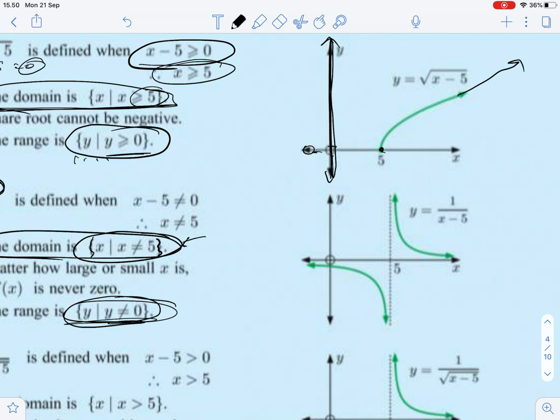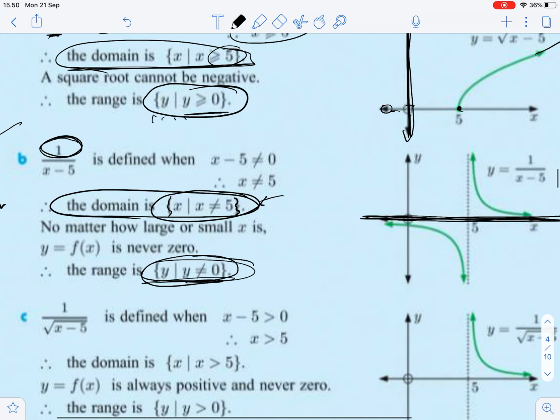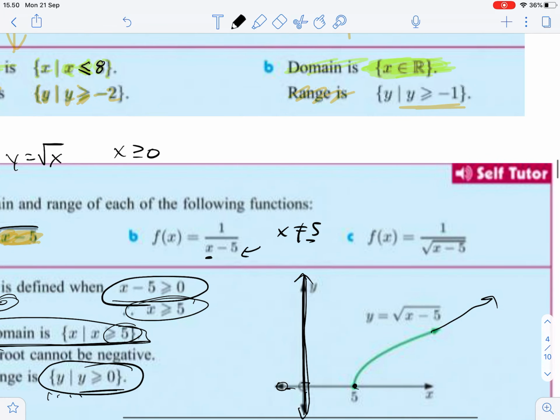So over here, if you were to graph this, notice right here, the range could never be 0. There's no crossing there of that green curve. The last one, I have 1 over square root of x minus 5.